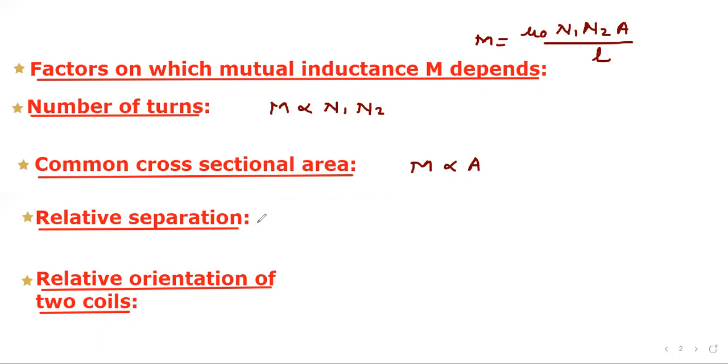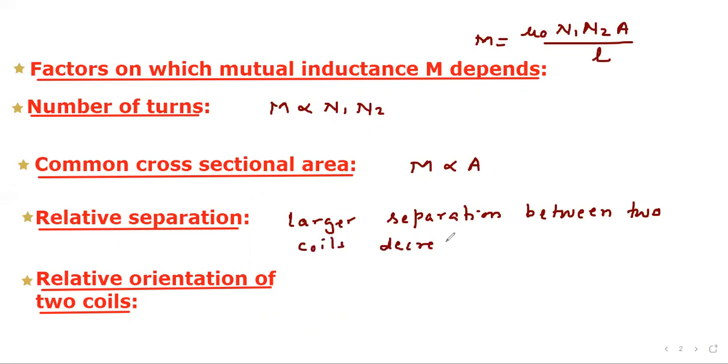Then next point is relative separation. Larger the distance between two solenoids, smaller will be the magnetic flux linked with the secondary coil due to current in the primary coil. Hence, smaller will be the value of M. Means separation should be smaller to make value of M larger. So we can say larger separation between two coils decreases M.